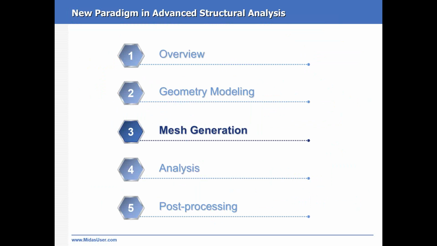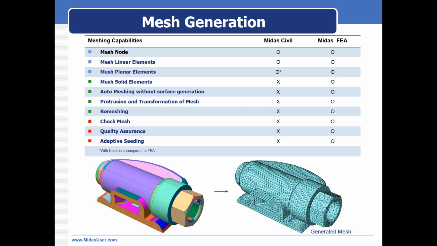Now mesh generation. When we talk about mesh generation, we have mesh of node, meshing of linear elements, and meshing of planar elements supported in Civil, and those are fully supported in FEA, but we have some additional options in FEA which make meshing of complex geometries very easy, and we'll get to know in this presentation how accurate the meshing capabilities of the software are. Let's proceed.